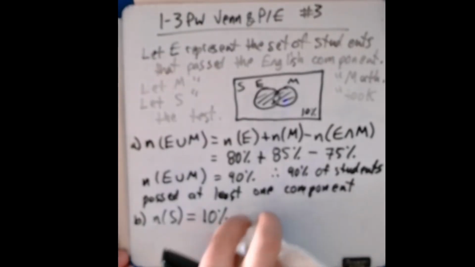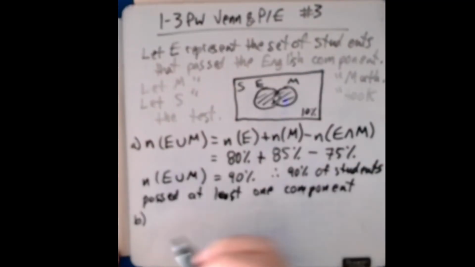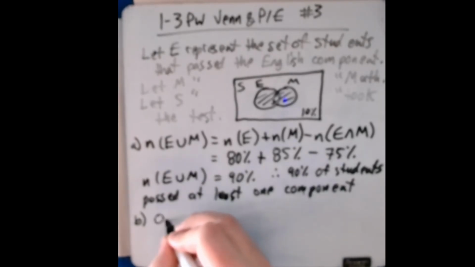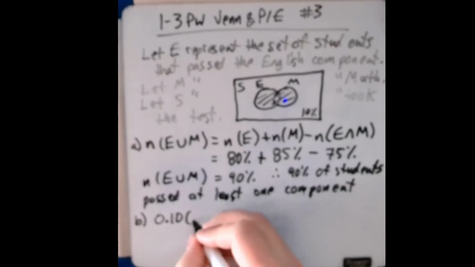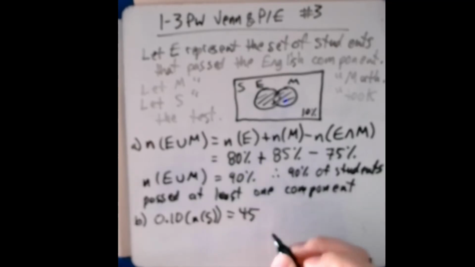Sorry, let me write this out a different way. Basically, we know that 10% of S didn't pass. 10% of S is 45. So we're going to have 10% times the cardinality of S equals 45. And we can easily rearrange and solve.